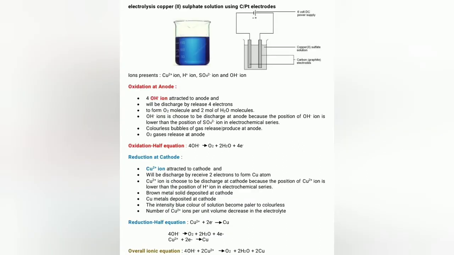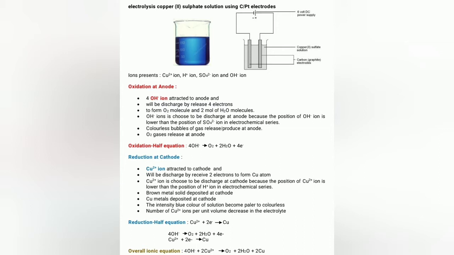In this electrolytic cell, aqueous solution is used as the electrolyte: copper(II) sulfate solution with inert electrodes. In this cell, oxidation occurs at the anode. Hydroxide ion undergoes oxidation by releasing its electron to form oxygen molecule and water.